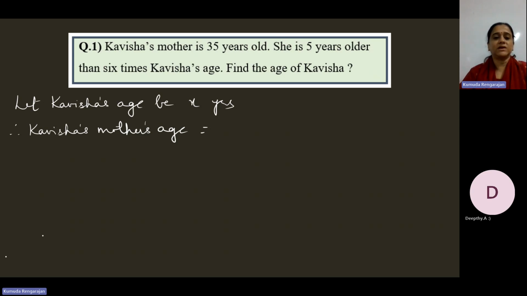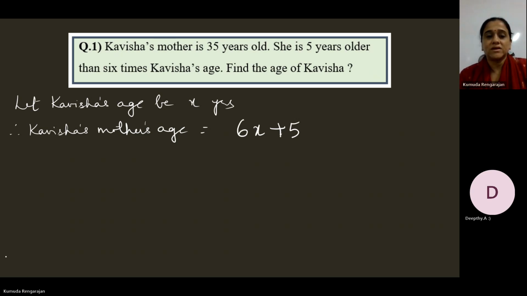Kavisha's mother's age is equal to. Read this. She is 5 years older than 6 times Kavisha's age, meaning 6 into x. See, I've told you, whatever comes after older than, more than, less than, what comes after than, that you should write first. So what comes after older than? 6 times Kavisha's age, write that first. 6 into x. 5 years older, meaning plus 5. 6x plus 5.